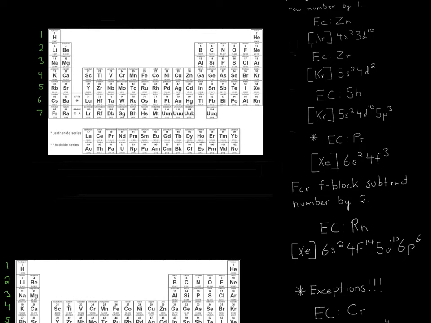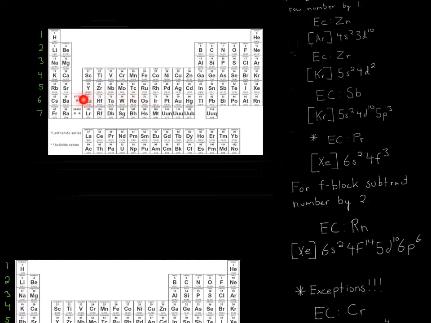So let's do Rn, right? Rn's right here. This will combine all of our knowledge. So Rn is in the 6th period, right? So we go up, we see that we have xenon, we're working from xenon, and we work our way down. So it will be 6s2, and then we move into the F block, where there's the gap. We realize that we have to subtract 2 from the period number, so it'll be 6 minus 2, which is 4. And since we're in the F block, all of this is 14. If you count all of this, it's 14.